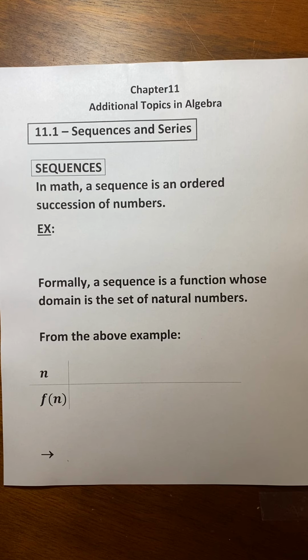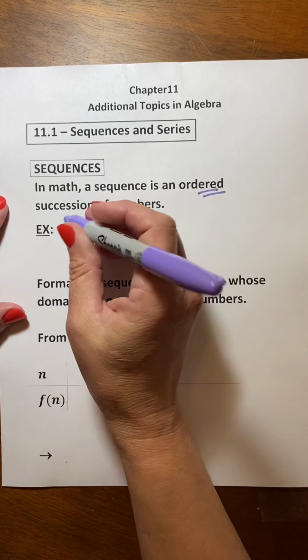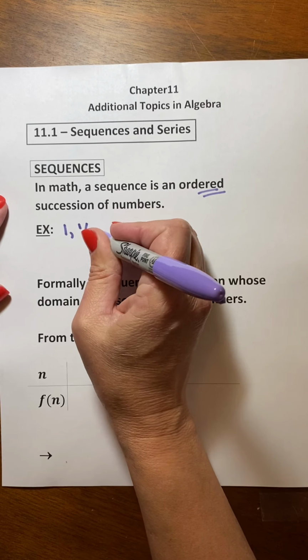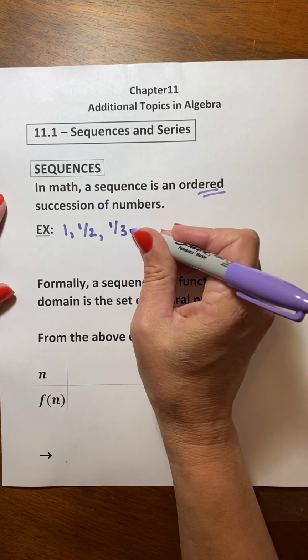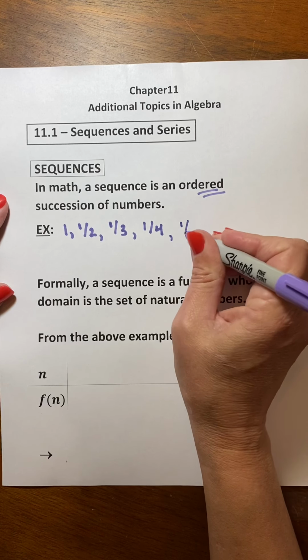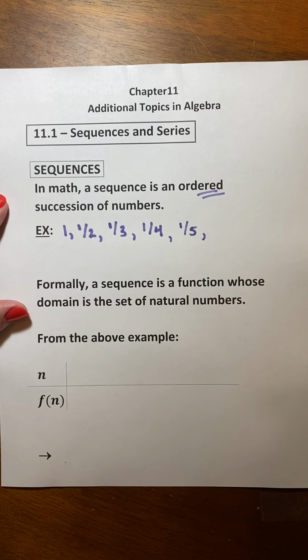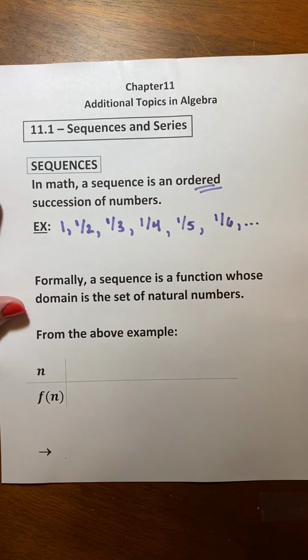In math, a sequence is just an ordered succession of numbers, and the key is ordered. So for example, we could have 1 half. What we do is we look for patterns. So let's suppose I had 1, then 1/2, and my next number was 1/3, and then 1/4, 1/5. Could you guess what the next term possibly would be? Hopefully you said 1/6 and would continue on like that.